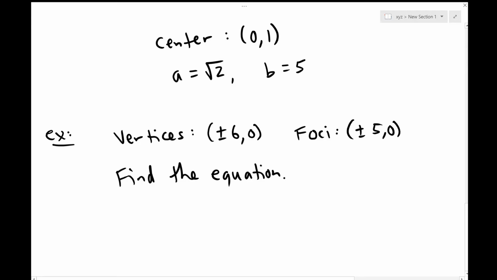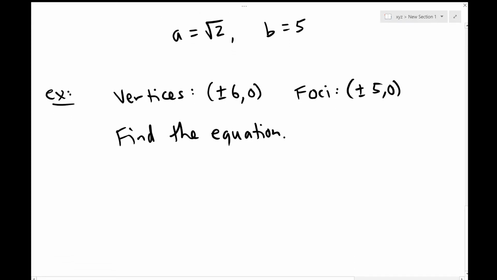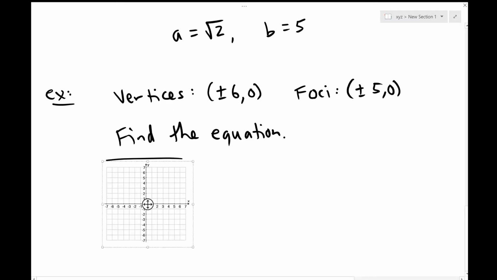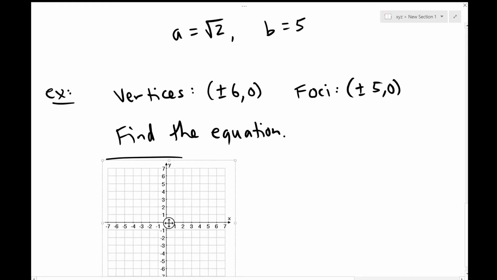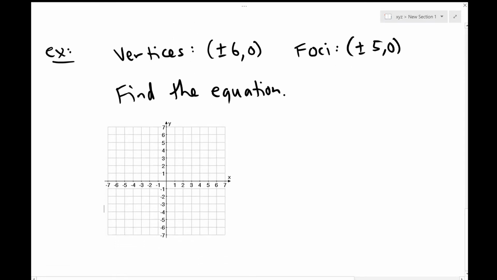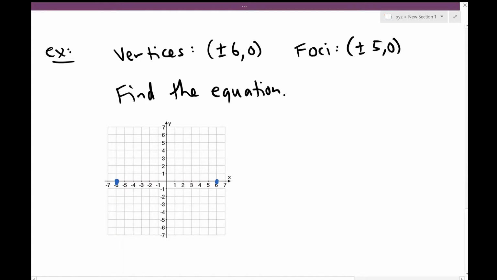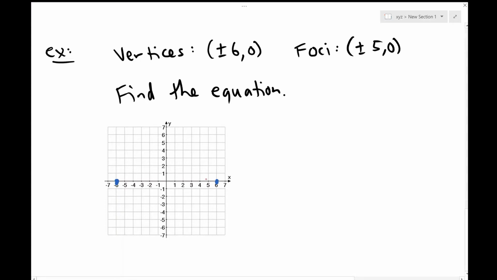So how would we do that? Let's go ahead and take a look at the graph first. This will help us to get our bearings and can make things easier to figure out. So plotting our points on an ordinary set of x and y axes, we have that the vertices are at 6, 0 and negative 6, 0. So that would be these 2 points here. The foci are at 5, 0 and negative 5, 0, which would be here.